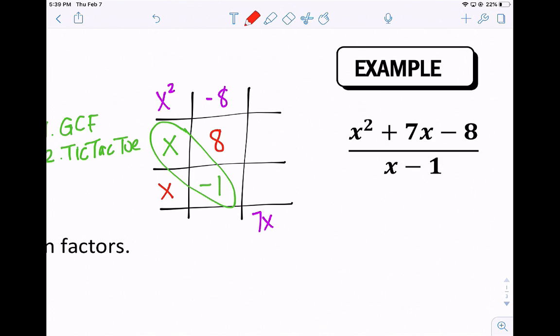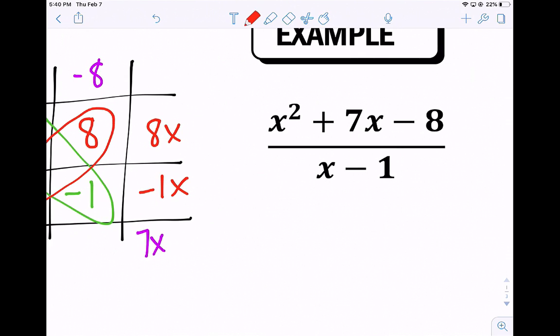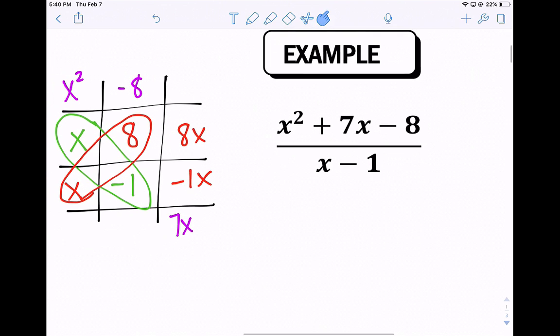Okay, so then I can multiply across. So x times 8 is going to give me 8x. X times negative 1 is going to give me negative 1x. And then I just want to verify, is 8x minus 1x 7x? Yes, it is. So x minus 1 is one of my factors. The other factor is x plus 8. So we're going to rewrite our polynomial, or our numerator here, with our 2 factors. Let me zoom back out so I can see that.